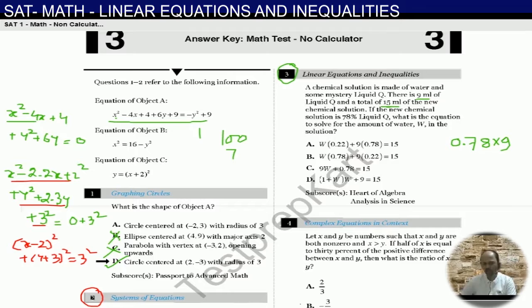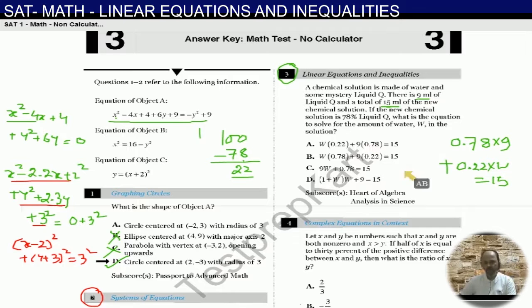Or if you try to find out this one, 100 minus 78, that is 22%. So 22% means 0.22 times W. So that would be equal to 15. So which option will you get?